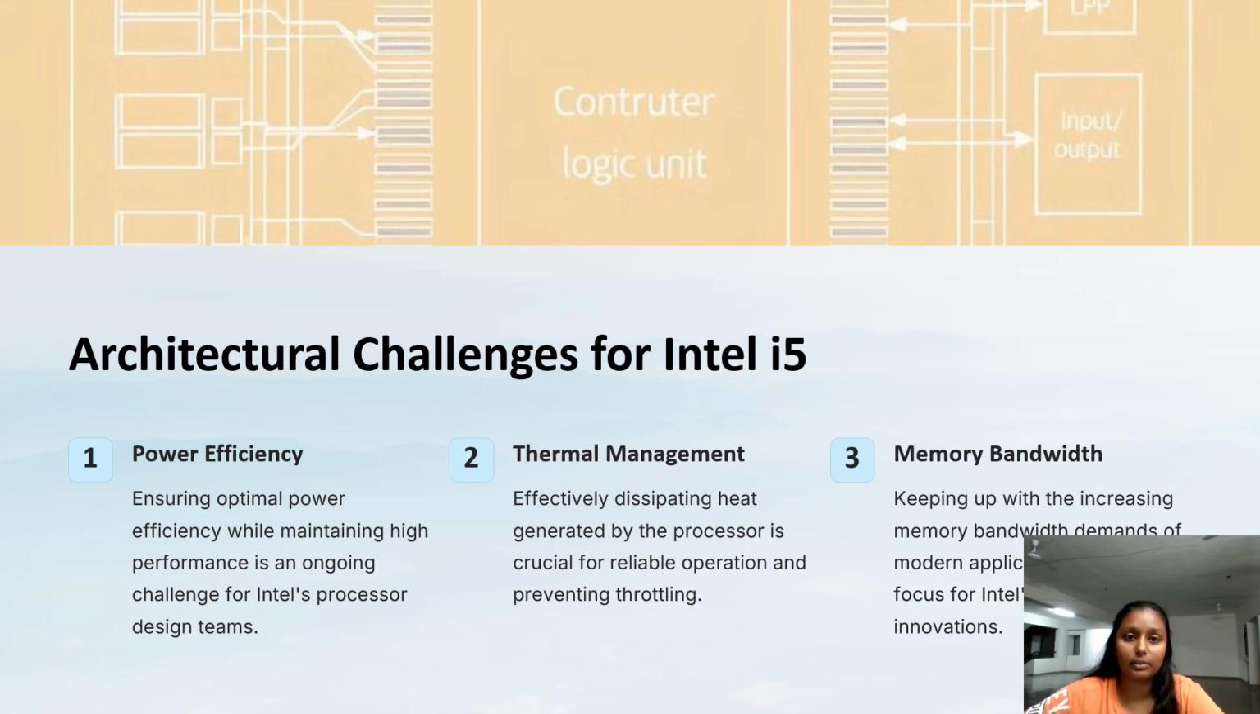The last one is memory bandwidth. As core count increases, ensuring that the memory subsystem can supply data fast enough to all cores becomes more difficult. Insufficient memory bandwidth or high latency can bottleneck the CPU, limiting its potential performance, especially in memory-intensive applications. Intel has incorporated DDR5 support in its latest generations, which helps to reduce latency, but balancing bandwidth, latency, and cost remains a key challenge, especially for consumers and all of the users.